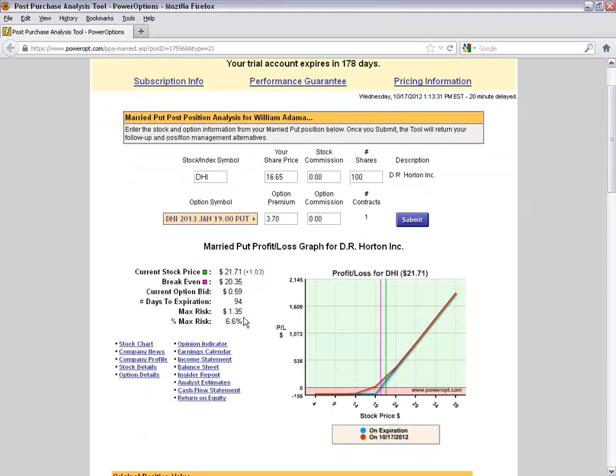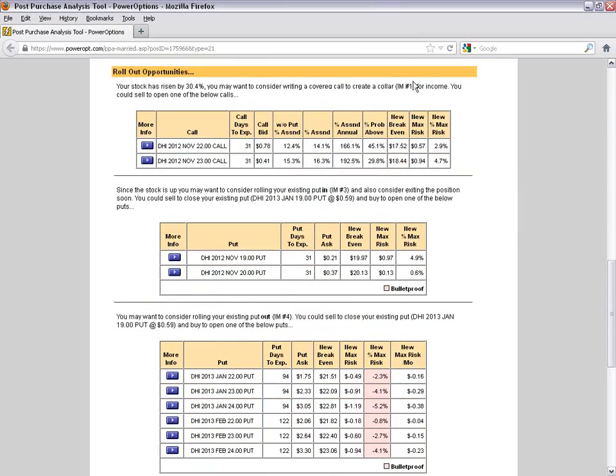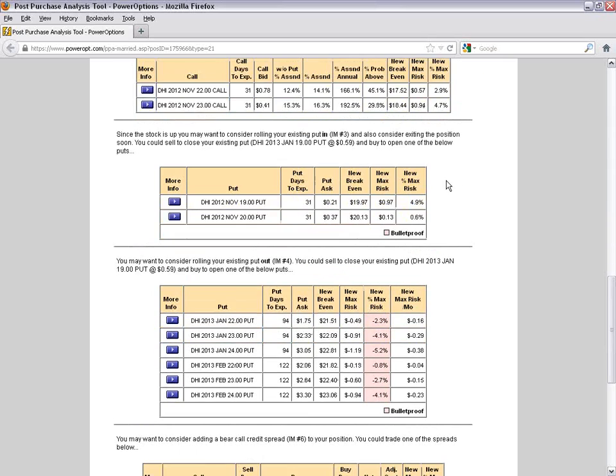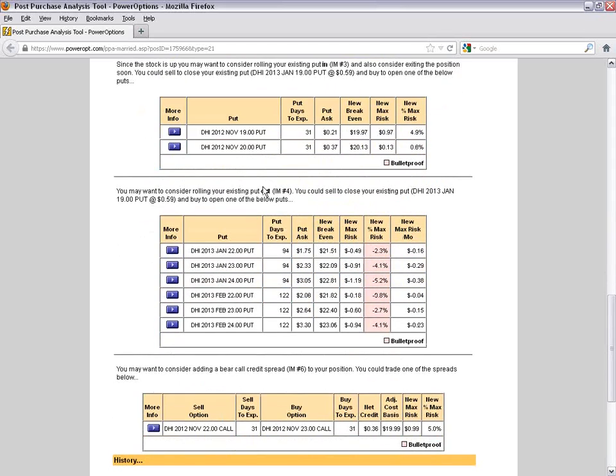All right. There's our risk. Currently have a 6.6% risk on the position. And as you scroll down, you see your rollout opportunities. So following the rules in the blueprint, some opportunities for income method number 1, income method number 3, shortening the time. Some bulletproof opportunities with income method number 4 is probably where I'd focus my attention on.